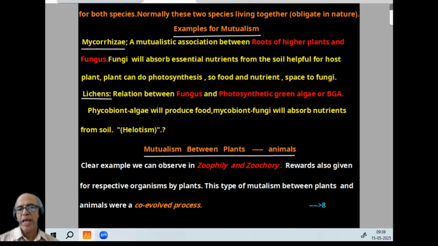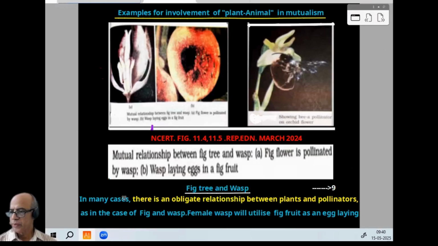Now, mutualism between plants and animals is another co-evolved procedure. A clear example we can observe in zoophily and zoochory. When phily, chory come as a suffix, the meaning is dispersal. Yesterday I put this question in shorts. Rewards are also given to the respective organism by the plant. This type of mutualism between plants and animals was a co-evolved procedure. In NCERT some photographs are given as examples for plant-animal mutualism. Here you can find the mutual relation between fig tree and wasp. The fig flower is pollinated by the wasp.